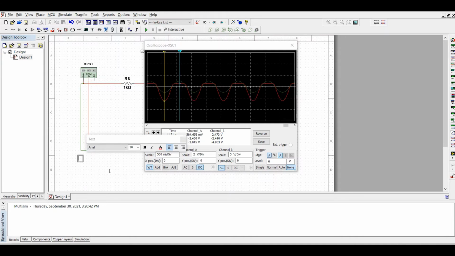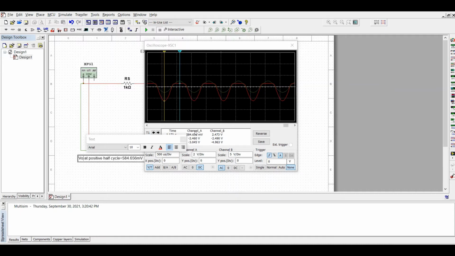So voltage at positive half cycle is 584.656 millivolts. This is the output voltage at positive half cycle. So VO, output voltage at positive half cycle, and output voltage at negative half cycle.